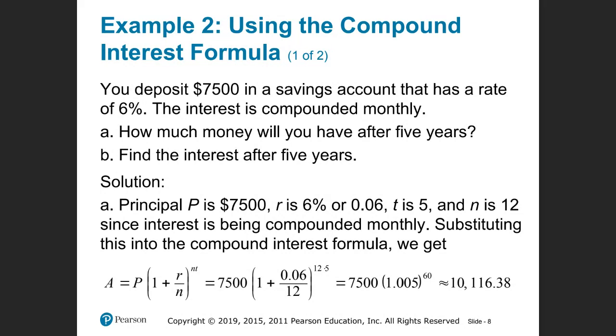So with this example, we deposited $7,500 in a savings account that has a rate of 6%. The interest is compounded monthly, which is different from what we had before. How much money will you have after 5 years? And find the interest after 5 years. So our principal P is $7,500. The interest rate is 6%, or 0.06. The time is 5, and N is 12 because we're compounding monthly. So you've got another variable in this expression.